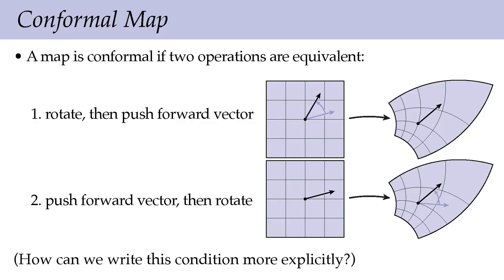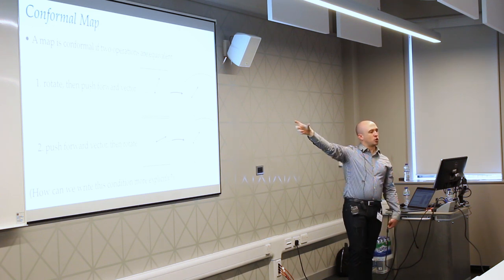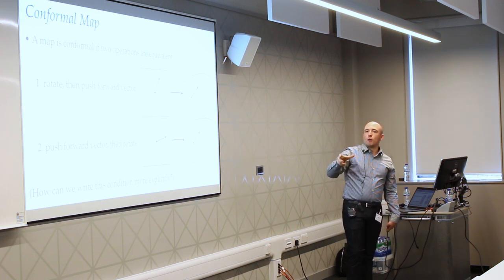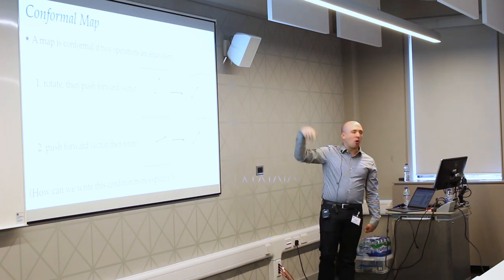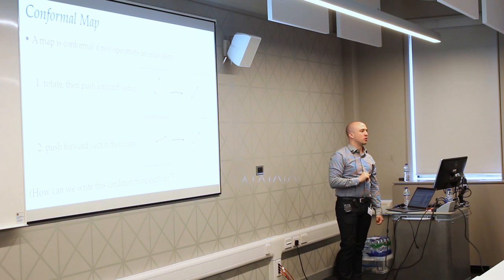So, our first somewhat formal definition of a conformal map. A map's conformal if two operations are equivalent. If I can take a vector, rotate it by some angle, and then push it forward. Oh, I guess I glossed over that. This is just the language that I'm going to use, push forward. What do I mean by push forward? I mean, I have this vector and I push it forward to this vector. So conformal map means if I rotate a vector by some angle first and then I push it forward, or I first push it forward, then rotate it by the exact same angle, and I get the same thing, and I get the same thing for all vectors at all points, then that map is conformal. That's what I mean by preserving angles. Well, that's one way I can say preserving angles.